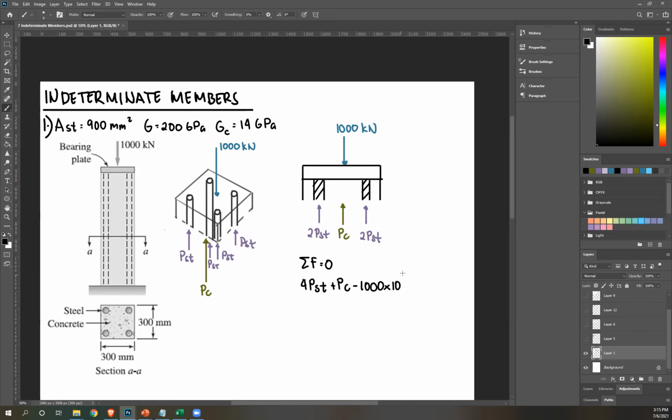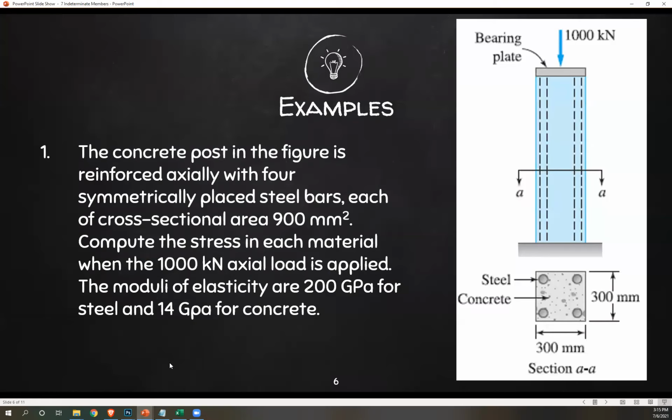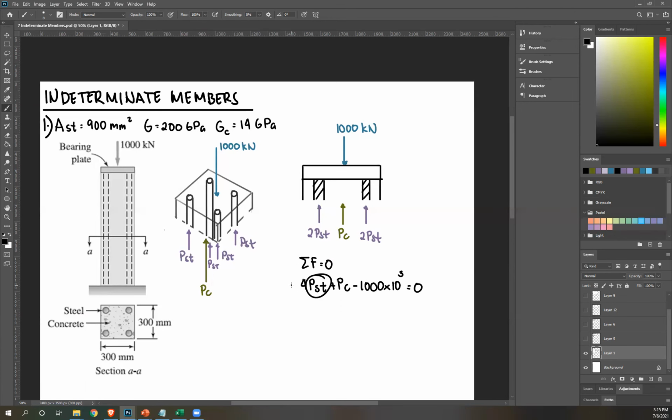So you can just write times 10 raised to 3 so that it's converted to Newton, and then equate that to 0. So you have your initial equation from an equilibrium equation. Now take note, we're looking for stress. So that means I should convert this force into stress.